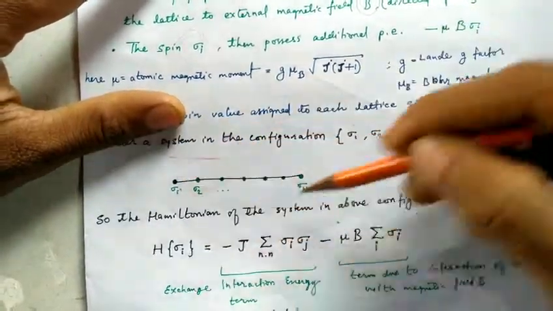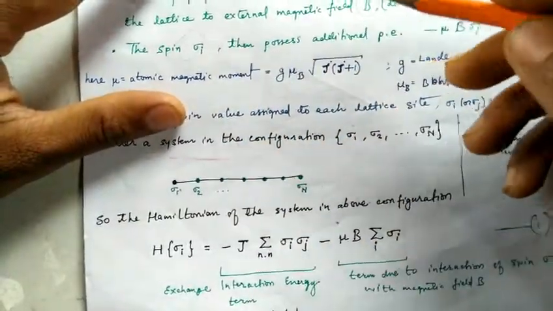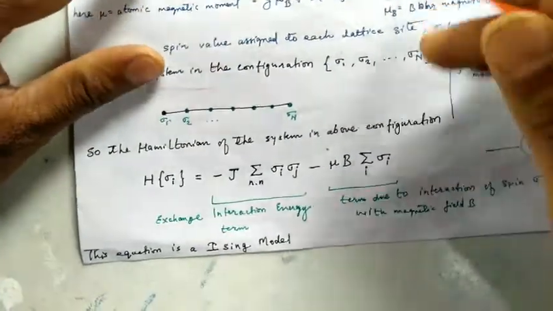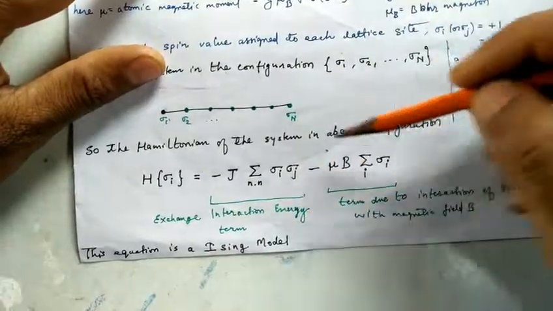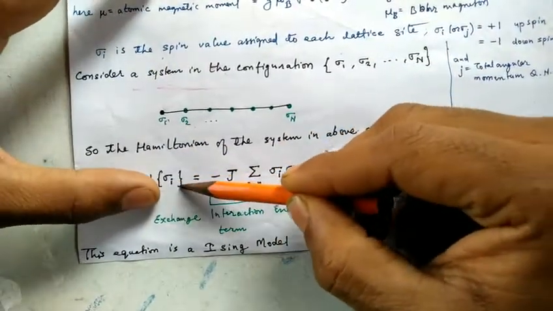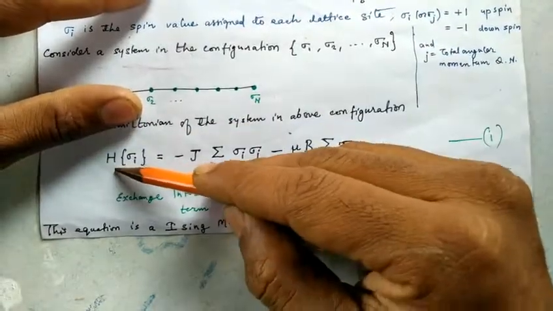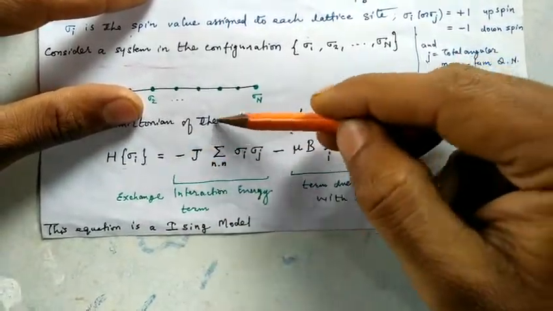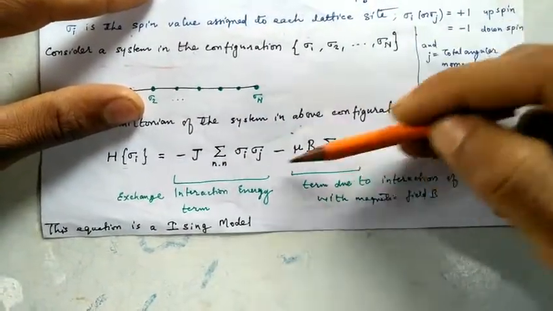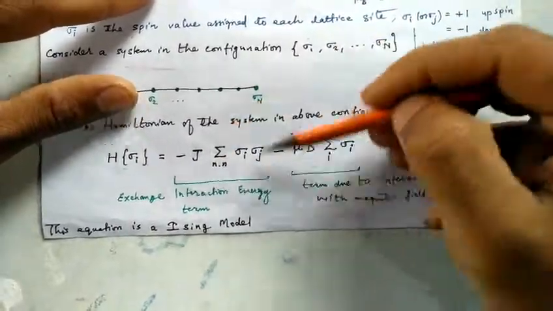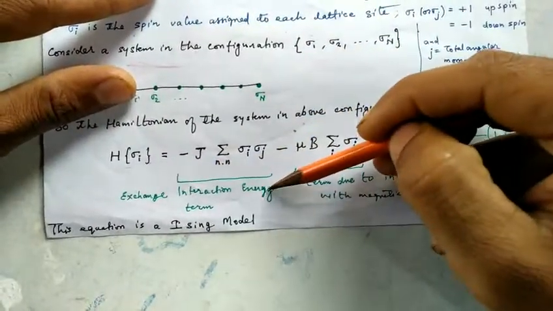In this configuration, if you want to write the Hamiltonian of the system, it will become like this. The Hamiltonian will be a functional of sigma i. This Hamiltonian is equal to this quantity plus this quantity. So what is this quantity, friends? This quantity is the exchange interaction term.